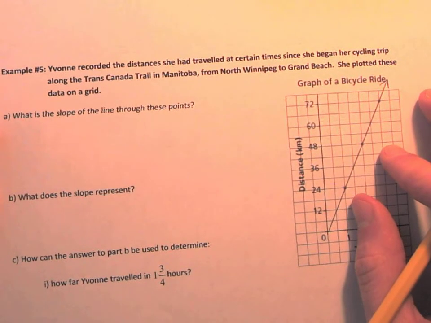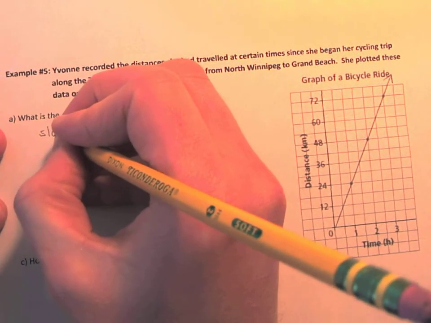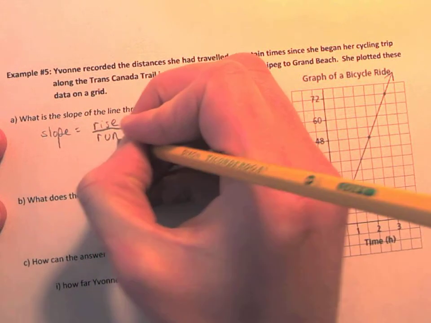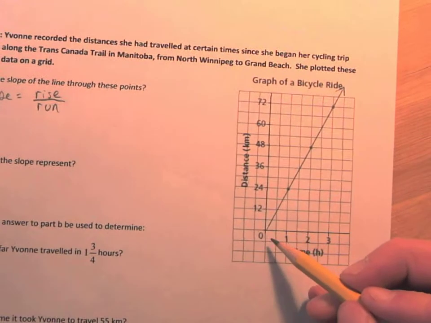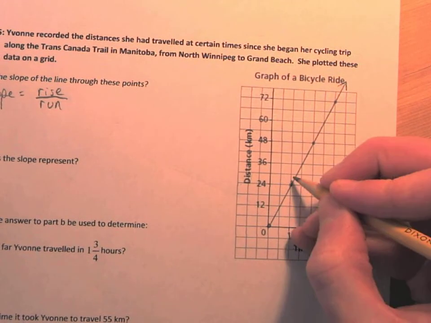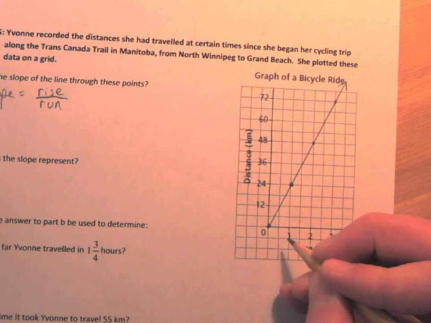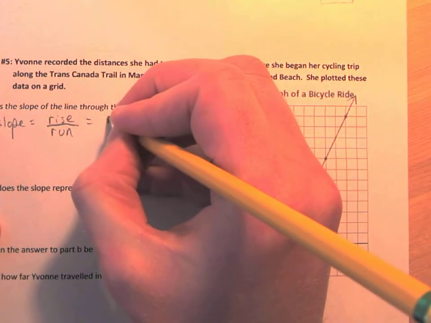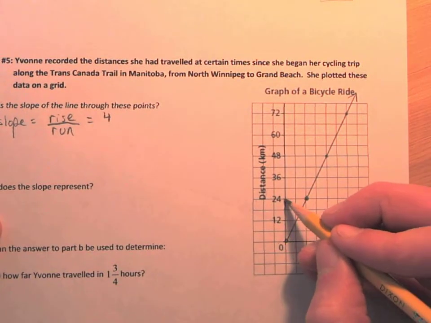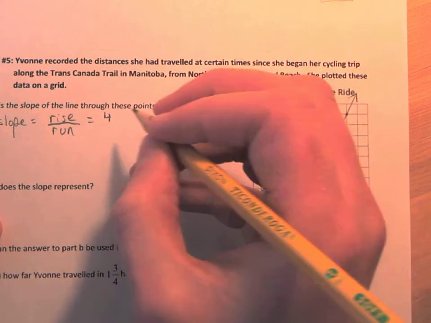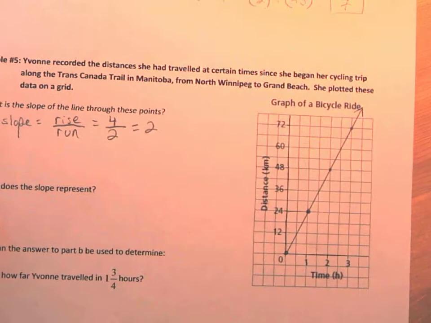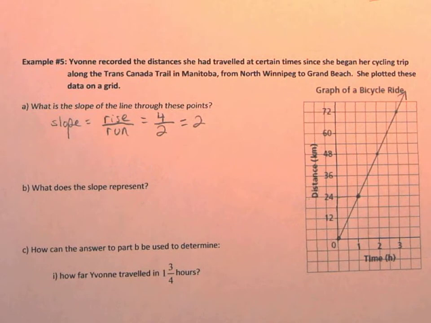What is the slope of the line through these points? It's asking. So we know slope is equal to rise over run. There are two different ways I could answer this. Let's say I choose this as one of my points, and this is my other point. You could choose any two. How much do I rise? 1, 2, 3, 4. So my rise would be positive 4. And my run would be 1, 2, to the right 2. So it would be 4 over 2, and let's simplify that, and that equals 2. Okay? So our slope is 2.